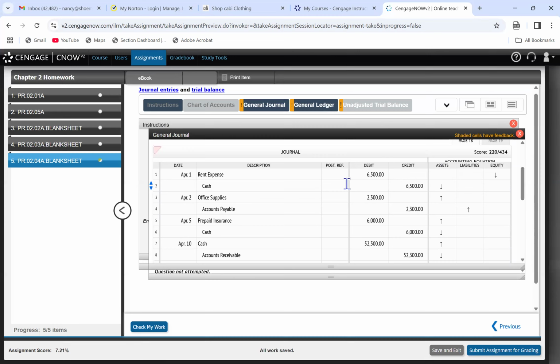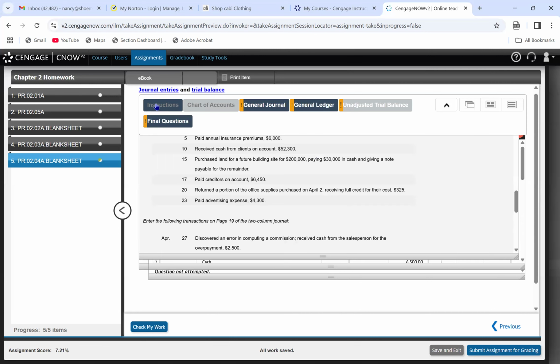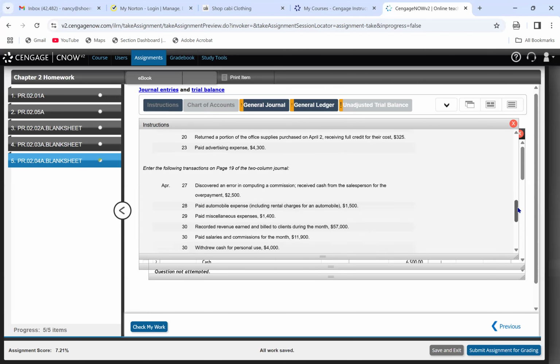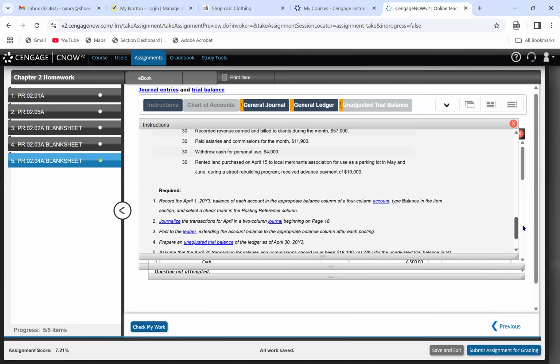Again, what's showing here is rent expense. When we debit it, it reduces our owner's equity. When we have office supplies, that increases our asset. When we have an accounts payable increase, that increases our liabilities. Okay, so we have that portion done. The next thing it asks us is enter the following transactions on page 19. So journalize the transactions on 18.